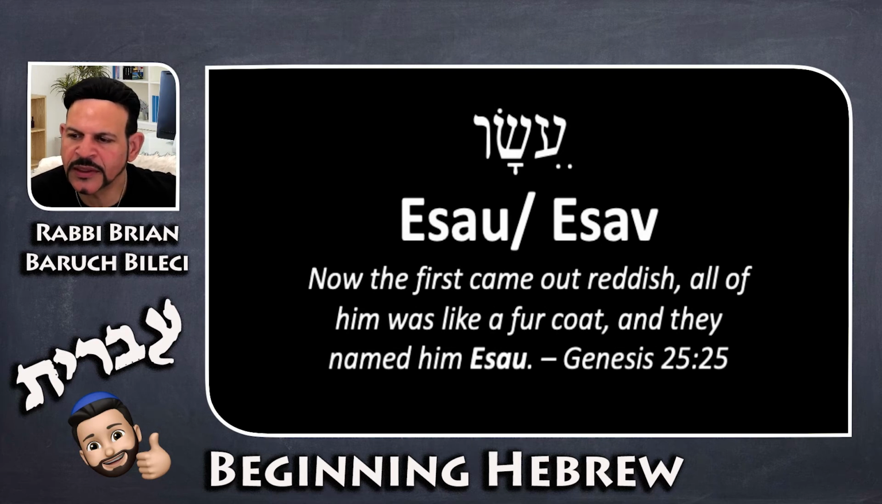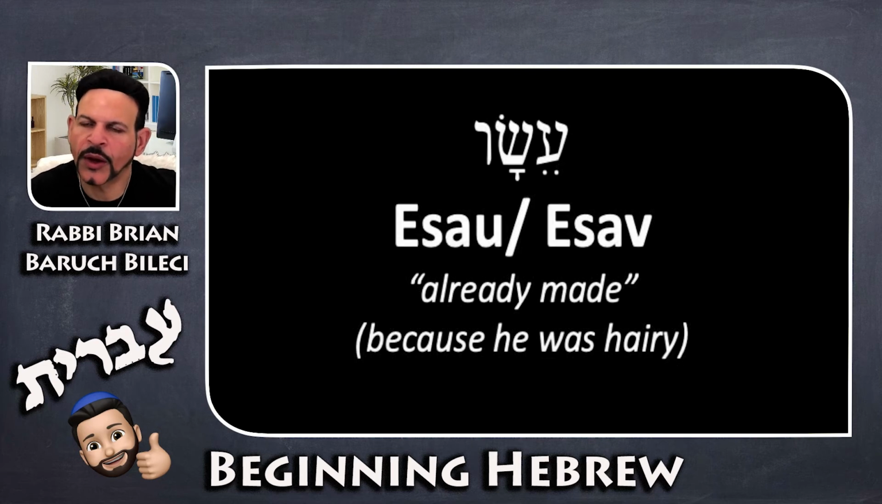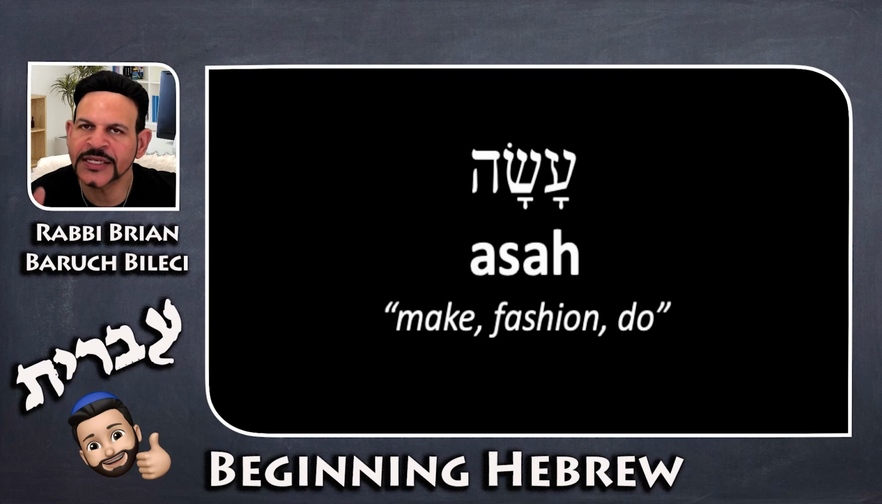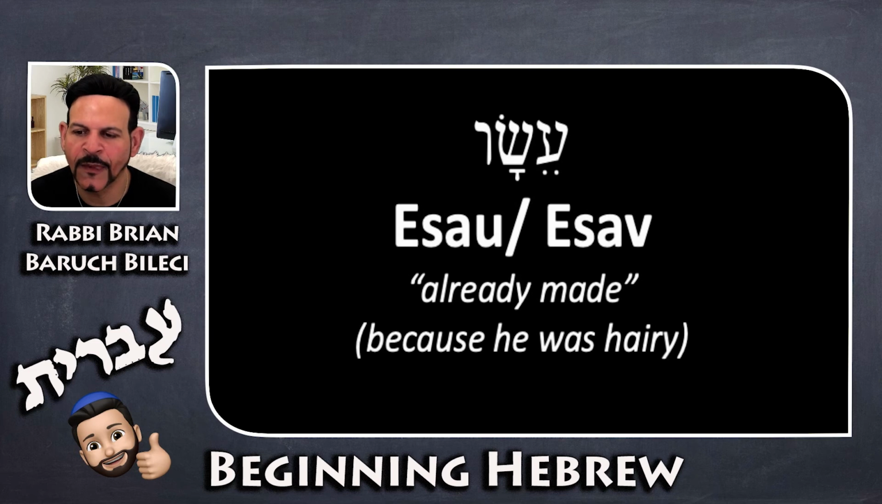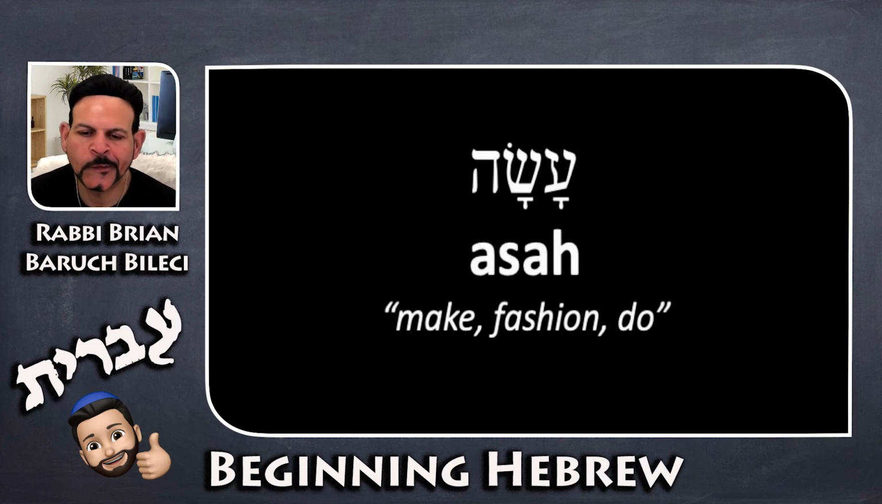So we see that his name, Esau, in Hebrew is Esav. Try that. Esav, and it comes from asa, to make, fashion, or do. So he was already made, again from the root asa. In fact, we get the song, "Oseh shalom bimromav, hu yaaseh shalom aleinu, ve'al kol Yisrael, v'imru imru amen." Oseh shalom means to make peace, because asa, the root, means to make or to fashion or to do. So to make peace is oseh shalom.